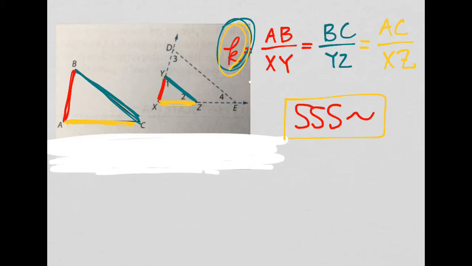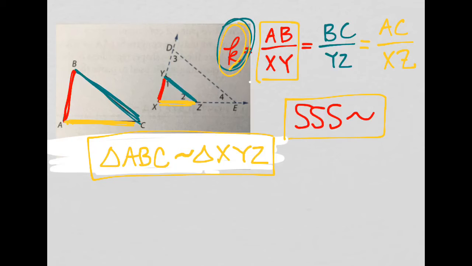So I would say that triangle ABC can be proven similar to triangle XYZ, and that's how we use this. Now, if AB divided by XY is equal to 1/2, and BC divided by YZ is equal to 1/2, but AC divided by XZ over here is a third, these triangles are not similar. It's all or nothing for this one.